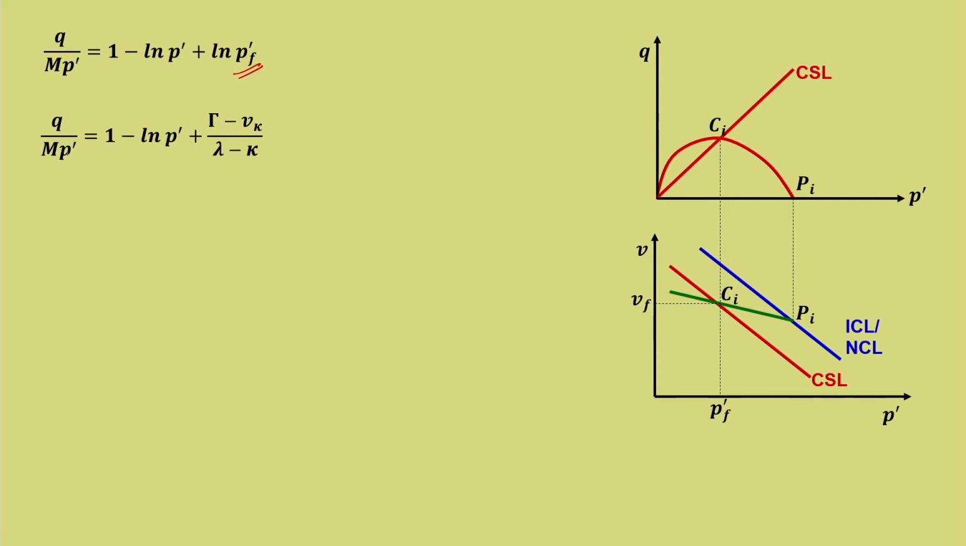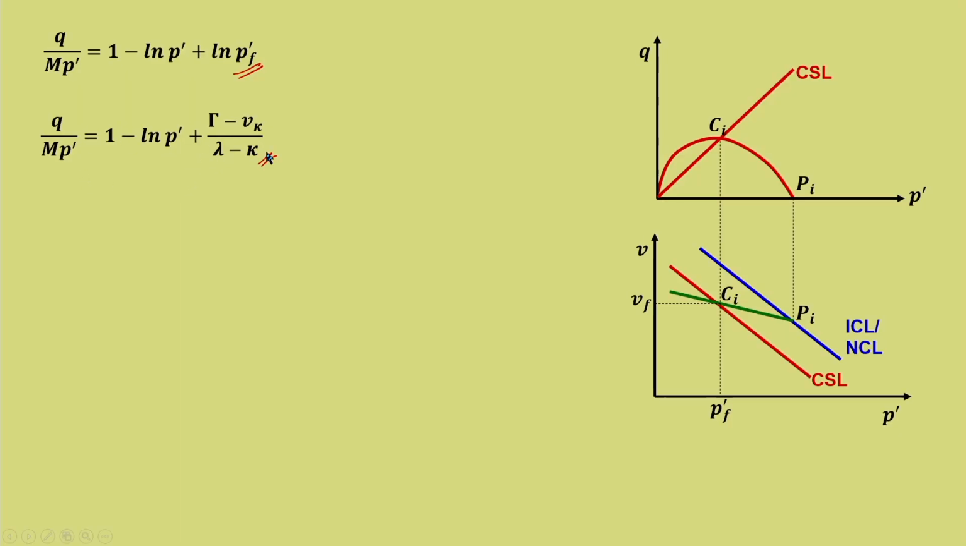Okay, so now we have got an expression for ln p'f. Substituting that here, we can write q by M p' is equal to 1 minus ln p' plus gamma minus Vkappa upon lambda minus kappa. Now what are we doing? We know one expression which represents the yield curve. We are just trying to represent the same equation in a more general form involving the critical state parameters. Now, Vkappa is not a fixed parameter, it depends upon where the unloading has been done. Again, we have discussed this point. So we need to replace Vkappa. So how do we replace Vkappa?